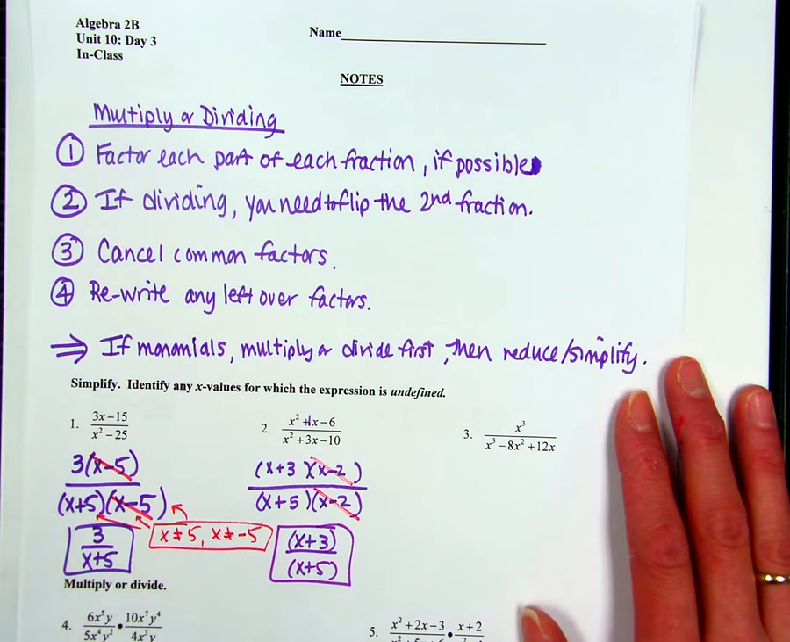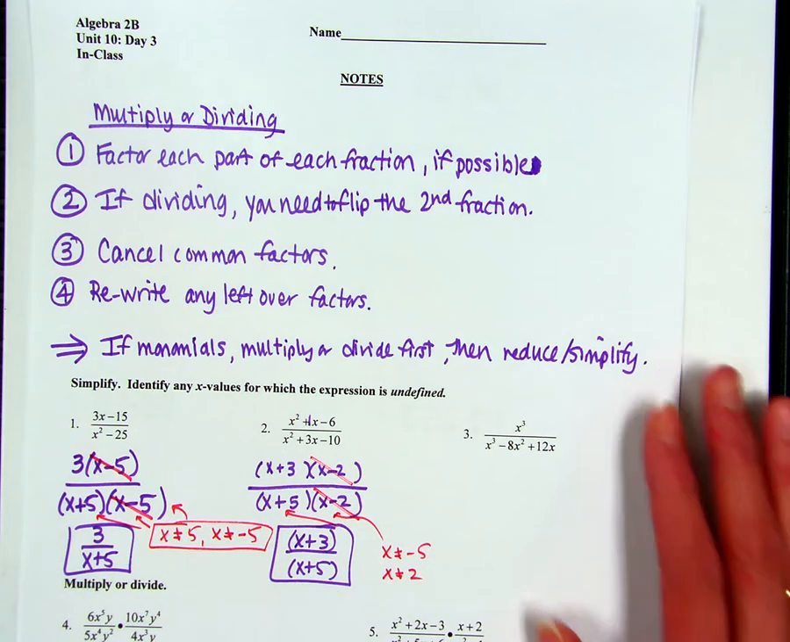When you look for your undefined values, remember you have to look at both parts of your denominator, even the parts that you canceled out. So x cannot equal negative 5, x cannot equal positive 2.